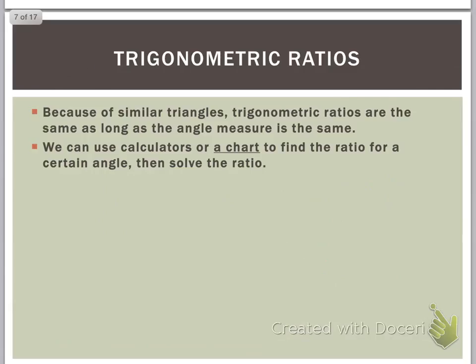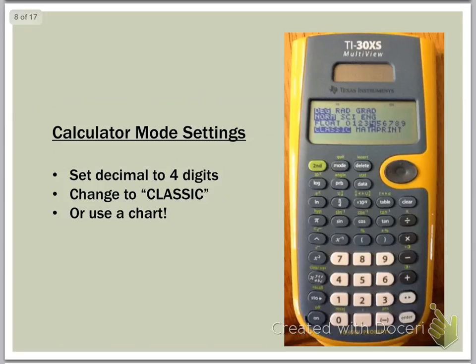Okay, trigonometric ratios. Because of similar triangles, trigonometric ratios are the same as long as the angle measure is the same. We can use calculators or a chart to find the ratio for a certain angle, then solve the ratio. So we can use trig to find certain angle measures if we are given 2 side lengths. Make sure your calculator mode is in classic, and then make sure your float is sitting at 4.